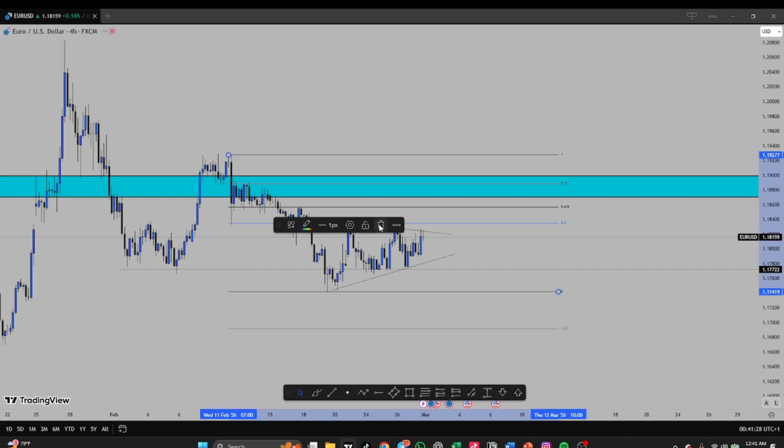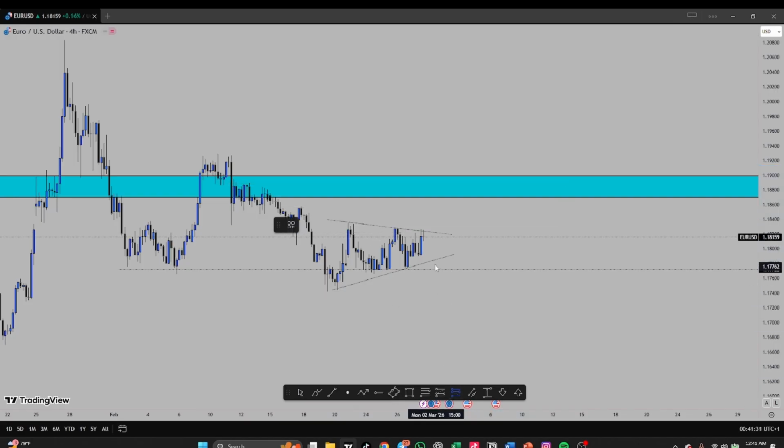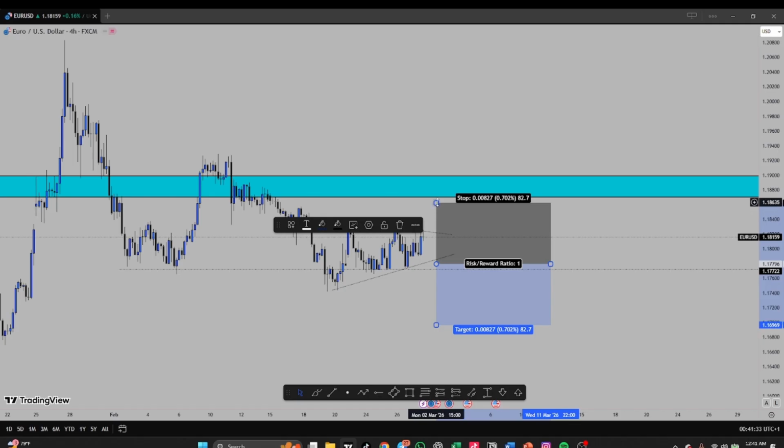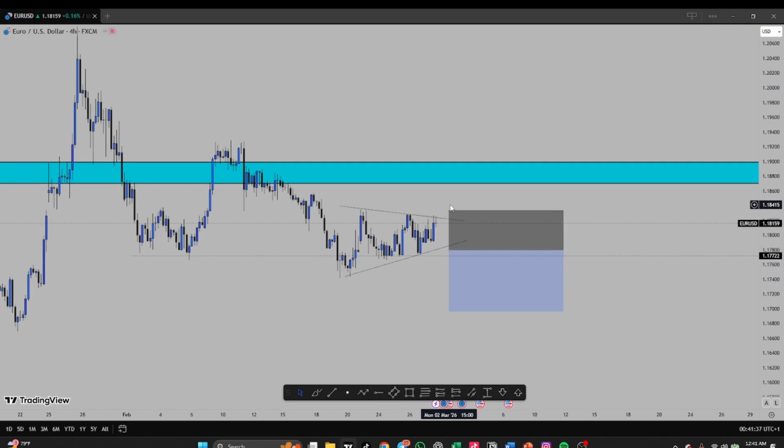So the best way for me to enter Euro USD is when we break below. If price is able to break below, this is how I'm going to enter this trade. Stop loss above.